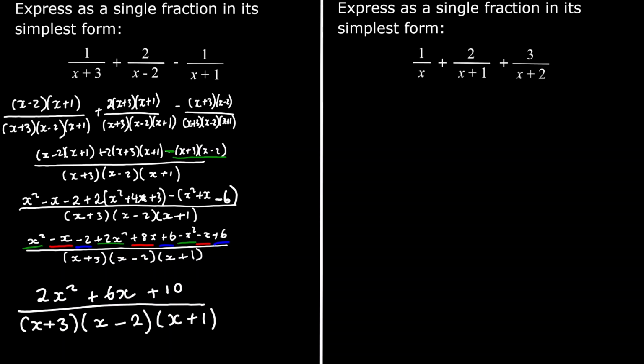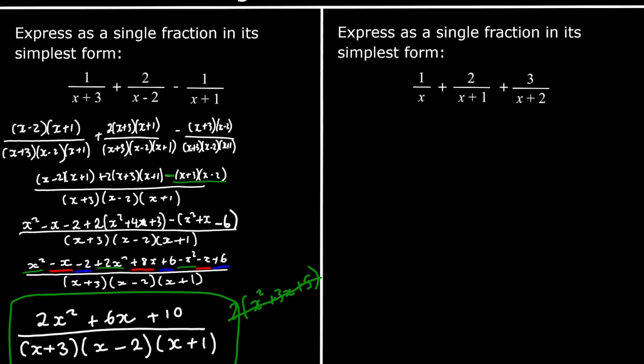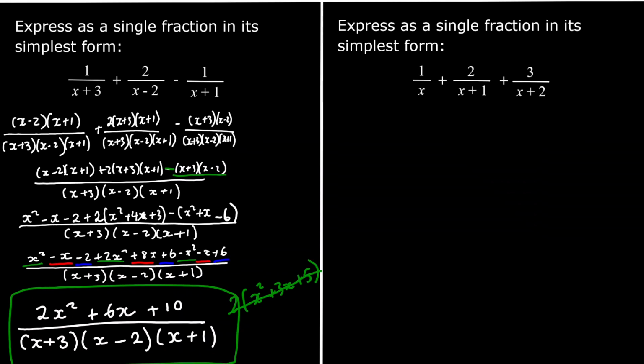Can we simplify it any further? So our numerator is 2 times x squared plus 3x plus 5. We're not going to be able to factorize this, so it can't simplify any further. So it's in its simplest form. This is our answer. And one for you to try. Pause the video and give it a go.